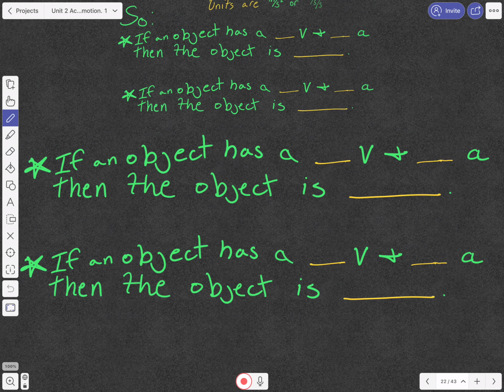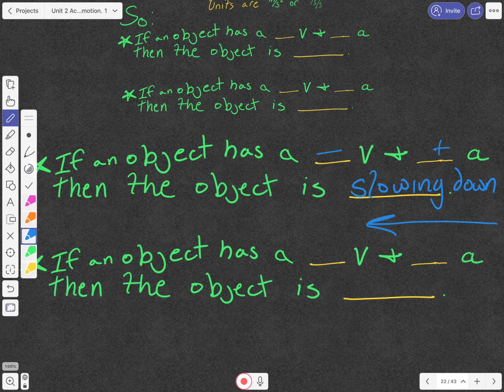Now, if we have a negative velocity and a positive acceleration, you will still be slowing down. In the same way, if we're going this direction, but our acceleration is going in this direction, these will become shorter over time until, again, you stop and then change direction.